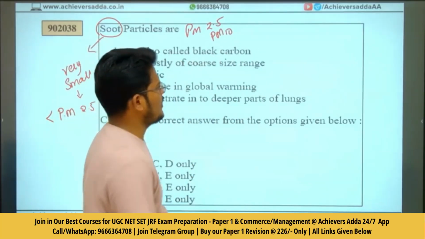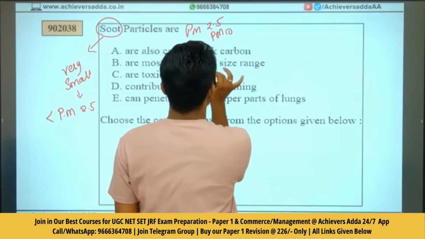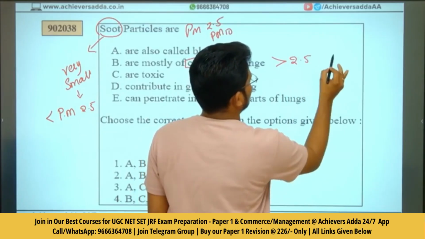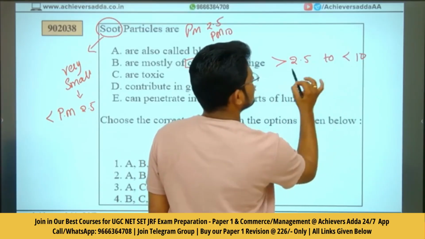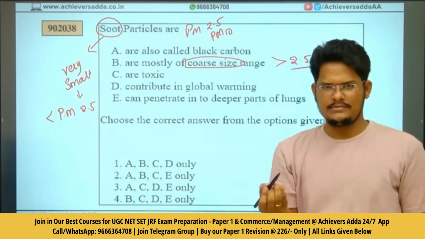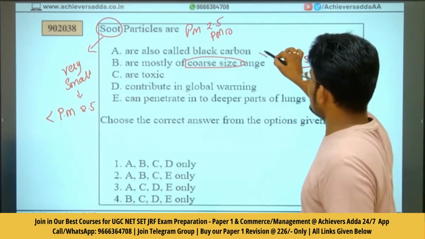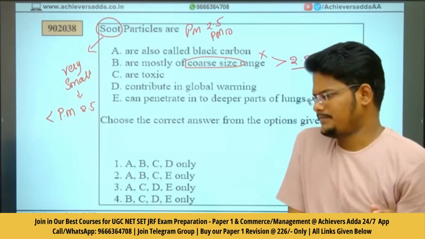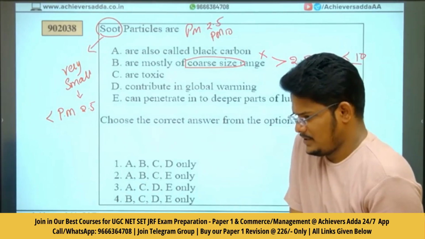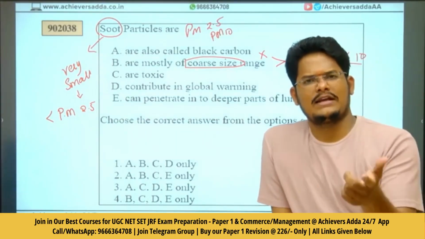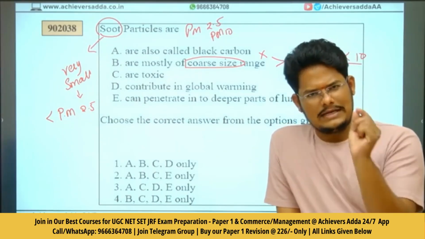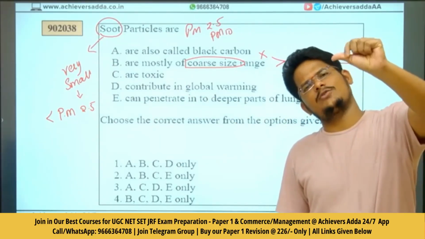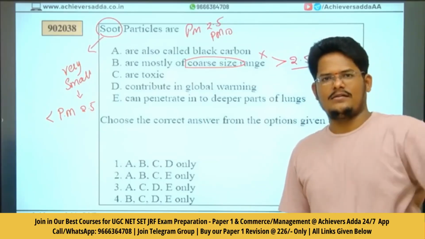The PM 2.5, whenever they mention the coarse size now, the coarse size is nothing but more than 2.5 to less than 10. So this size is usually treated as a coarse size. So it cannot be a soot particle. Soot particles are very thin, like the mitti which we use for making Ganesh idols. That one is below 2.5. Very small, you can't even touch. If you touch it, you can't even sense how much size it is, right?